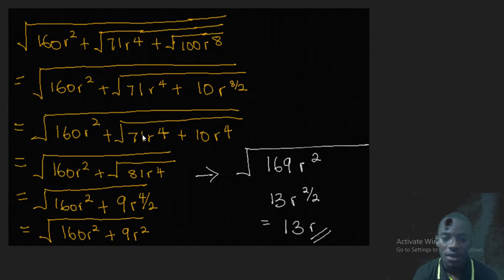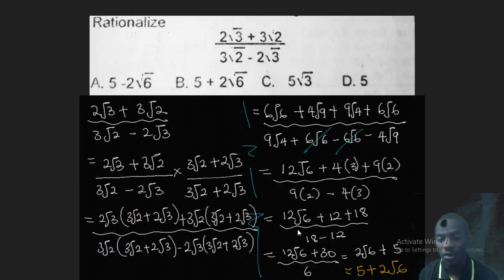Now solving further, 71 plus 10 root 4 will give me 81 root 4. Then the root of 81 is 9. The root will now become over 2 for this 4, so root 4 over 2 is actually 2. To become 160 squared plus 9 squared. Now plus, that will become 169 squared. Then the square root of 169 is 13. The root will become over 2, so it becomes 13. That's my answer for the first one.